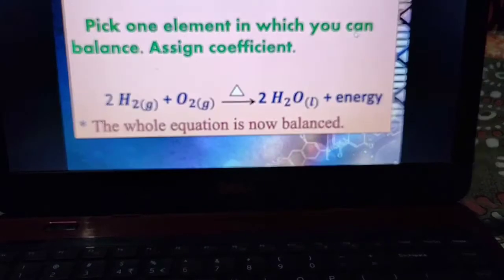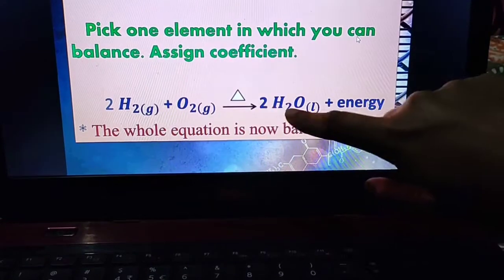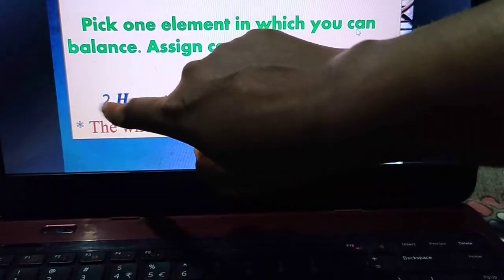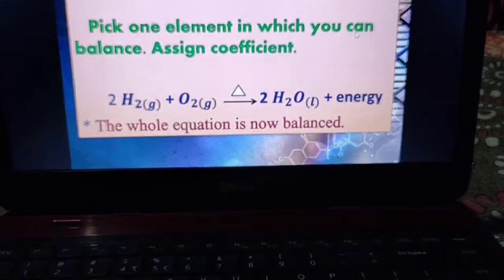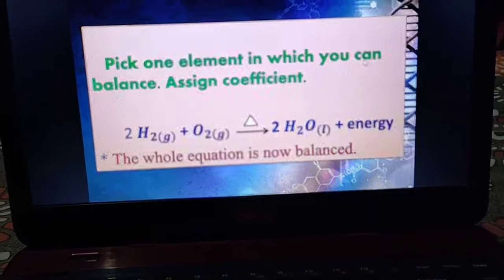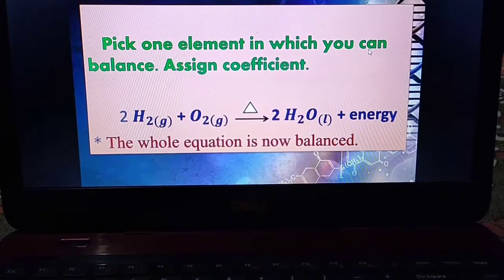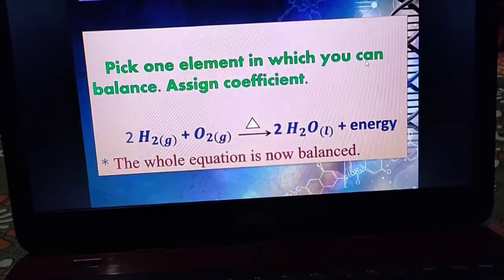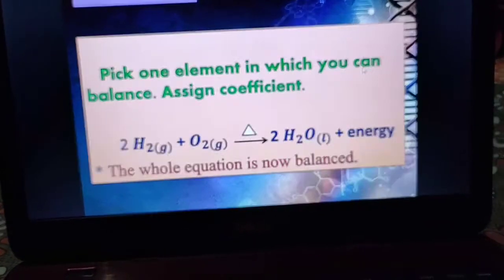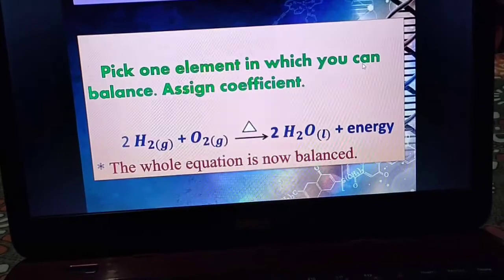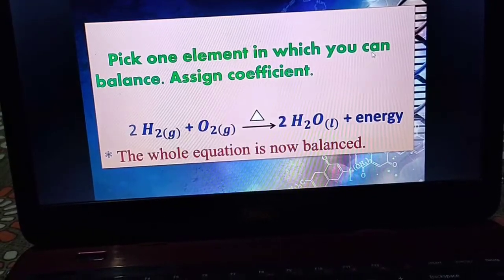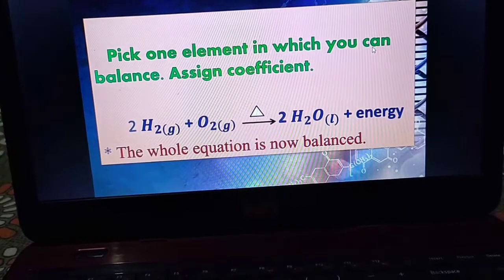Balanced. Now hydrogen: 2 twos are 4 atoms of hydrogen. Here also 2 twos are 4. Yes, here we have to write 2 then. Right. So now the whole equation is balanced. So this is all about balancing of a chemical equation. One more class we will need for practice of this equation, and in that we will read about the chemical equation, how we can make it more informative.